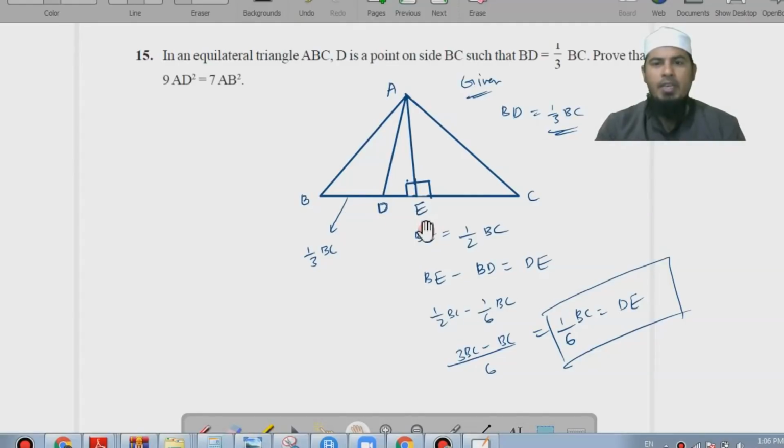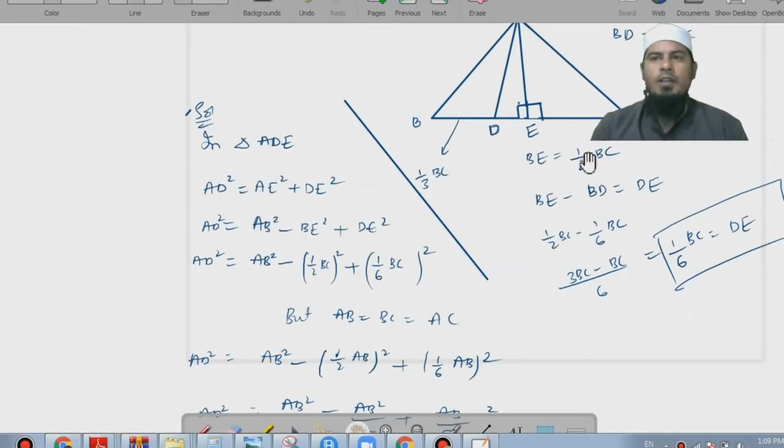So BE will be half BC and we want DE value because in this right triangle AED, we are going to apply Pythagoras theorem to get AD square, the LHS. Then whatever the RHS terms will be there, we'll get simplification to give the answer. Let's do that. Let us understand the proof.